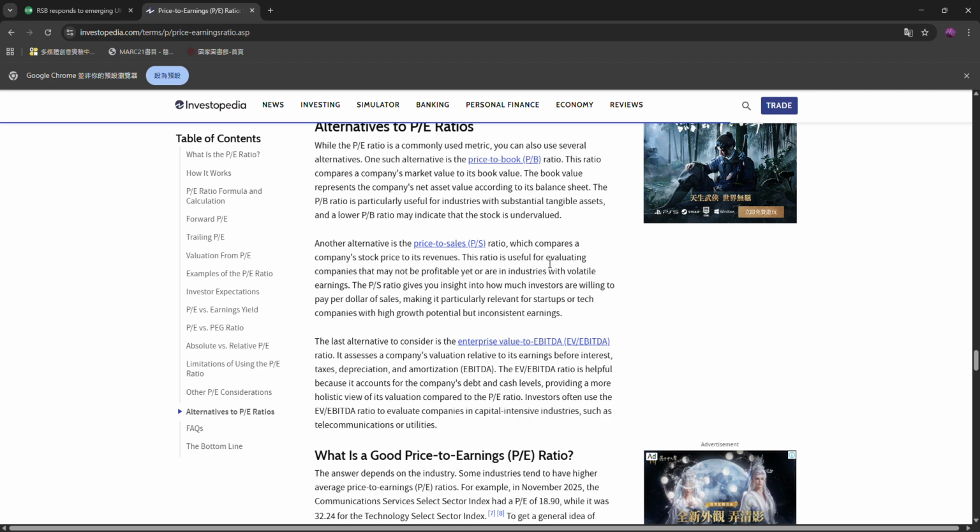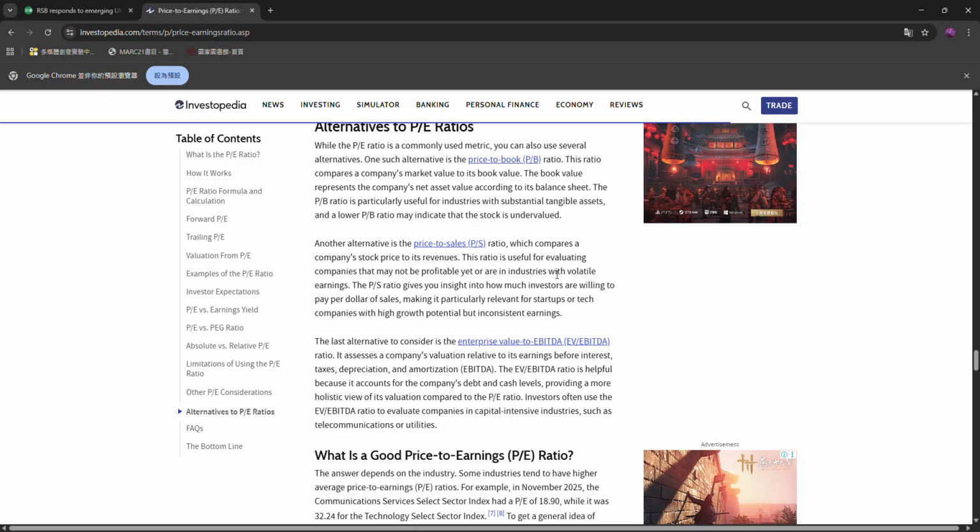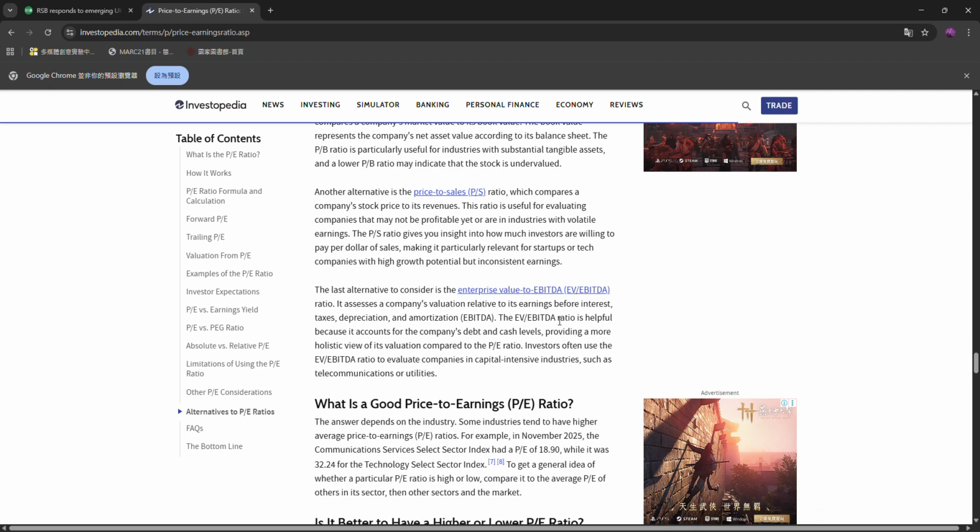This ratio is useful for evaluating companies that may not yet be profitable or are in industries with volatile earnings. The PS ratio gives you insight into how much investors are willing to pay per dollar of sales, making it particularly relevant for startups or tech companies with high growth potential but inconsistent earnings.